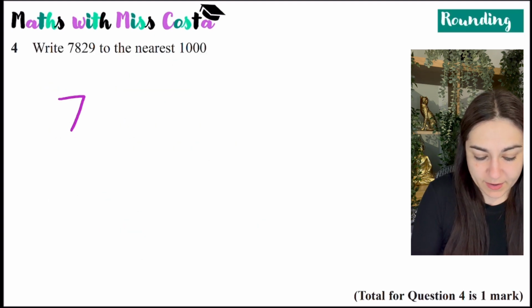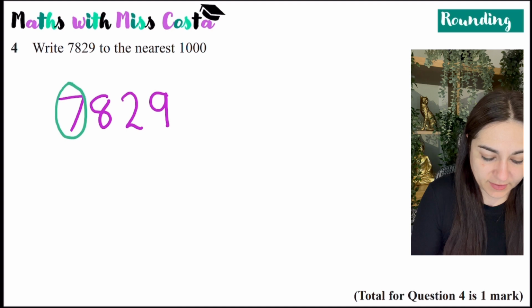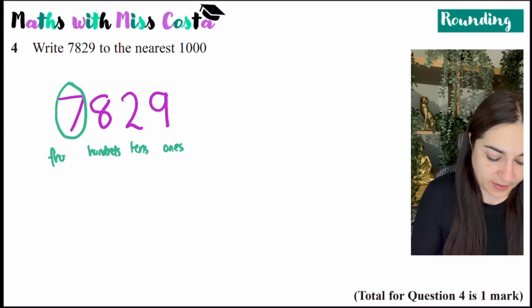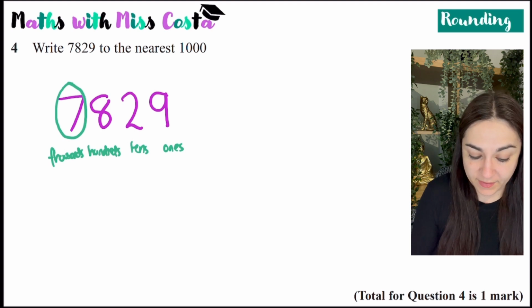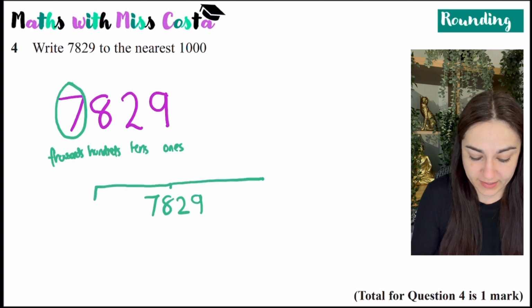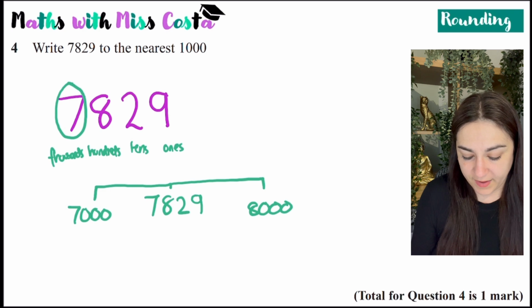Next, I'm asked to round. So I'm asked to round to the nearest 1,000. So what I need to do is circle the digit that's in the thousands column. So this is your ones column, your tens, your hundreds, and your thousands is the fourth place away from the decimal point, so the thousands column, and I need to round to the nearest 1,000. So what I'm actually doing is trying to decide whether 7,829 is closer to 7,000 or 8,000.